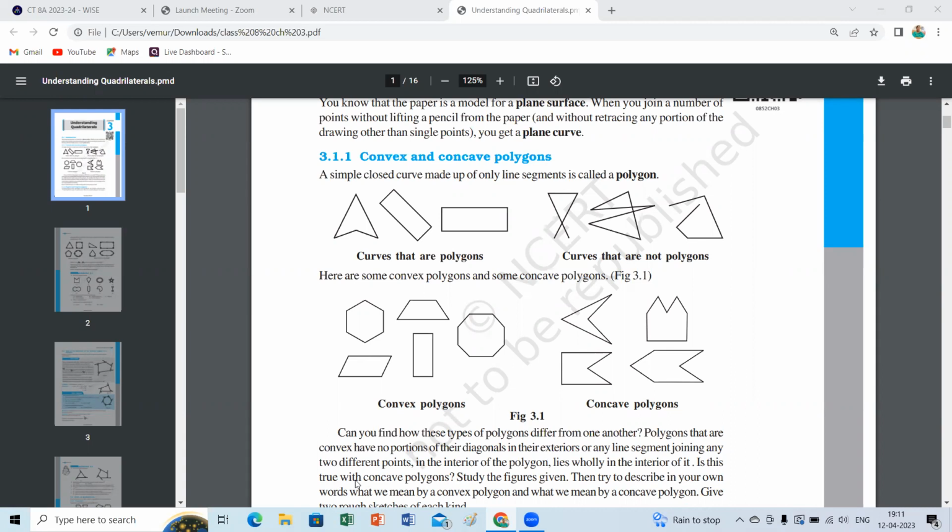Ma'am, the diagonals in concave polygons are exterior, whereas in convex polygons they are never exterior. Excellent, very good. Any other points you noticed, please?